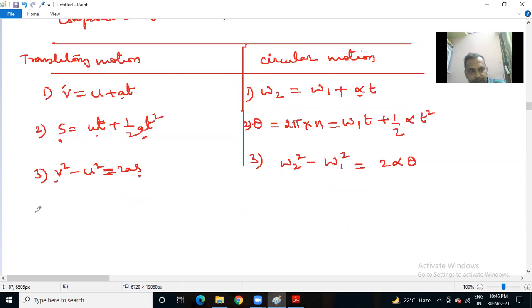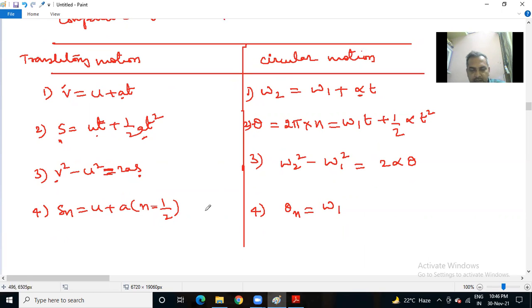Now the fourth one. Sn is equal to U plus A of n minus half. So Sn is the displacement. Now here we have to replace it with theta, the initial velocity has to be written as initial angular velocity, and acceleration is to be written as alpha, n minus half.